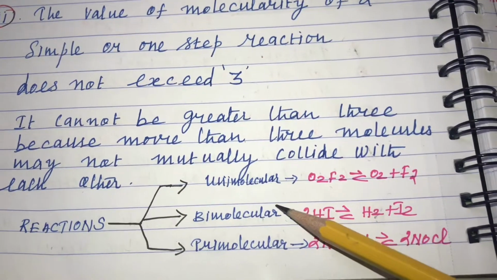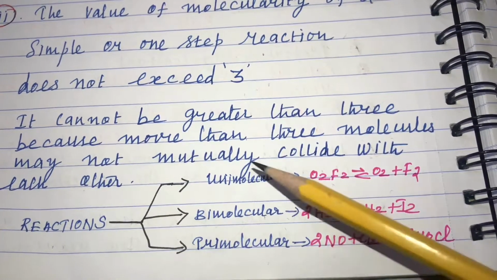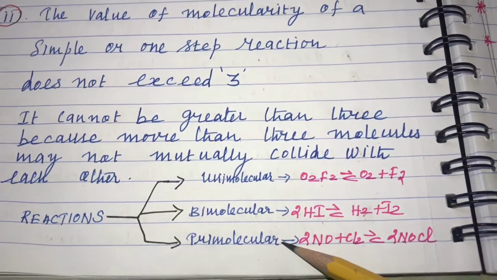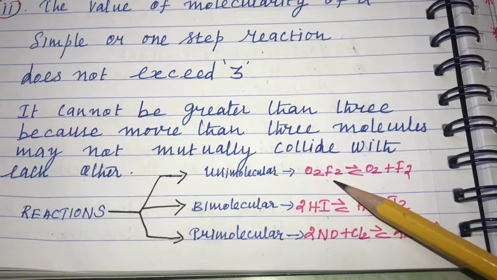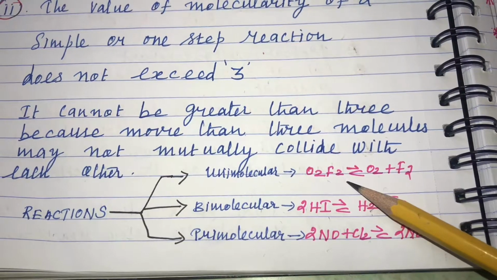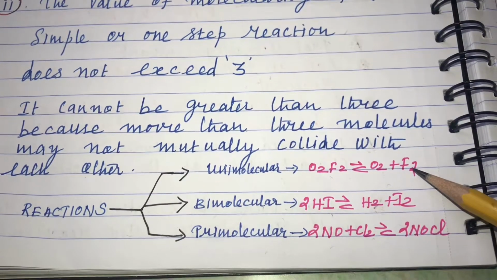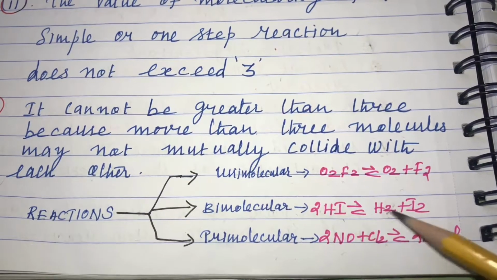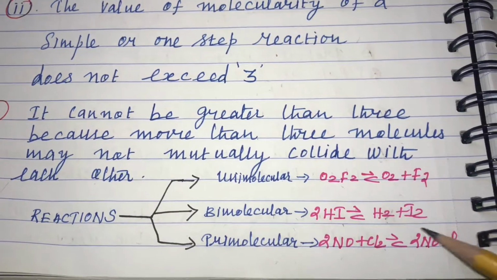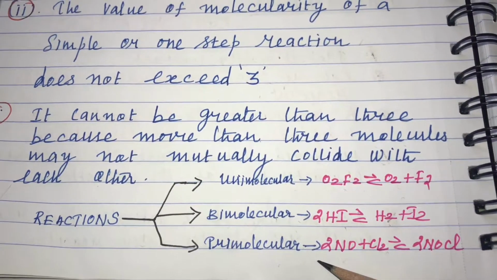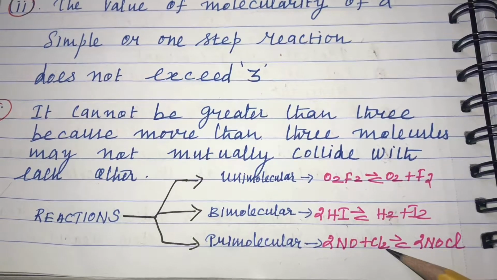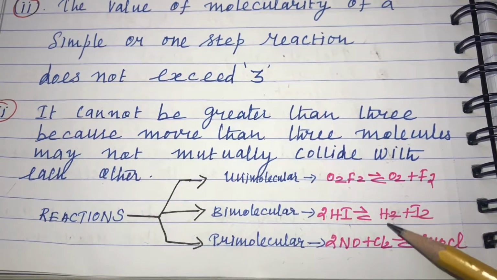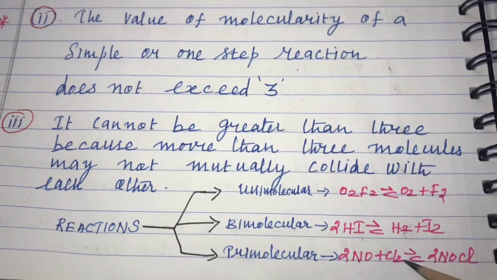Depending upon the molecularity of a reaction, reactions are classified into unimolecular, bimolecular and trimolecular. Here the unimolecular example is O2F2 decomposing to form O2 plus F2. The bimolecular reaction is the decomposition of hydrogen iodide to form hydrogen and iodine. The trimolecular reaction example is 2NO reacting with chlorine to form 2NOCl. So, examples of unimolecular, bimolecular and trimolecular reactions are given.